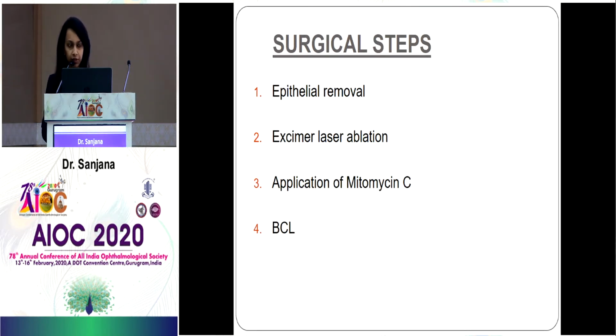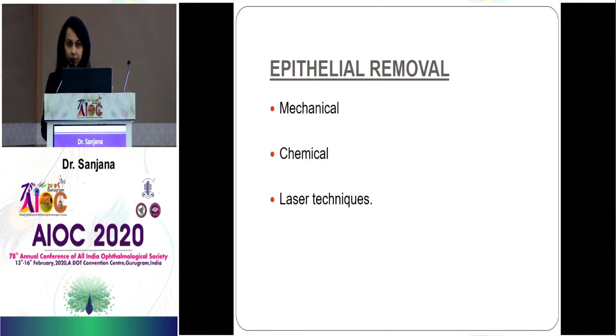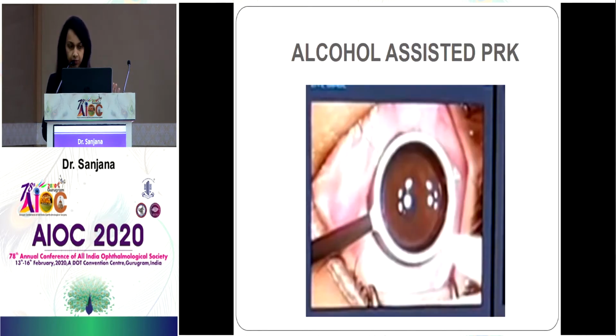So coming to the basic steps of PRK, we have the first one, which is the epithelial removal, following which we give the excimer laser ablation, and then we use mitomycin C, and finally the application of a bandage contact lens. Now the epithelial removal can be done in various ways, but practically what we follow would be mechanical, chemical and the laser techniques.